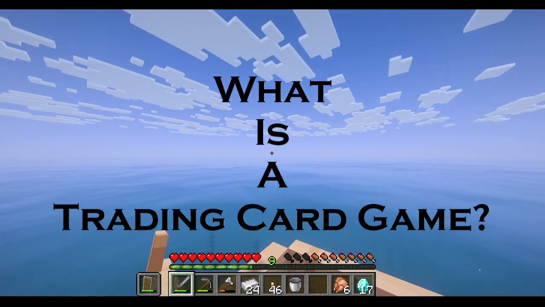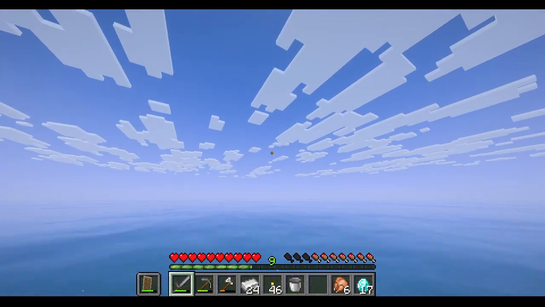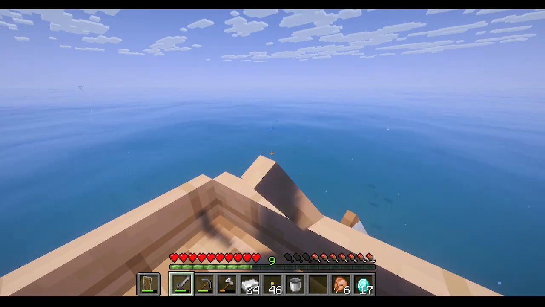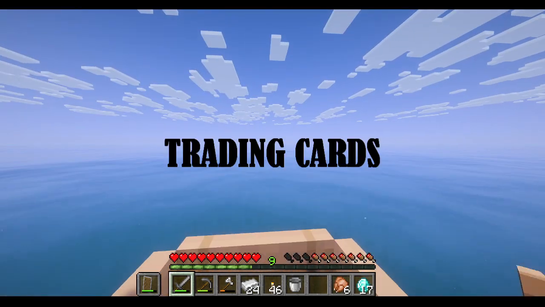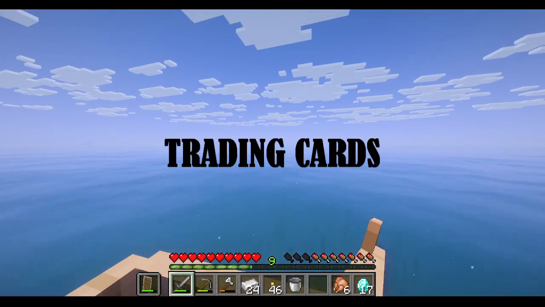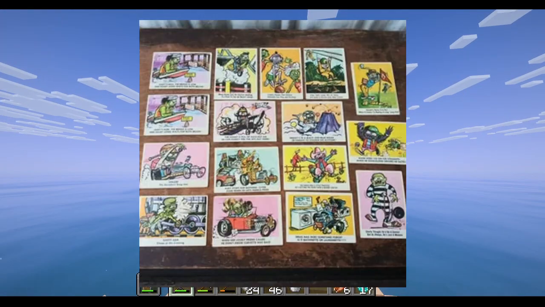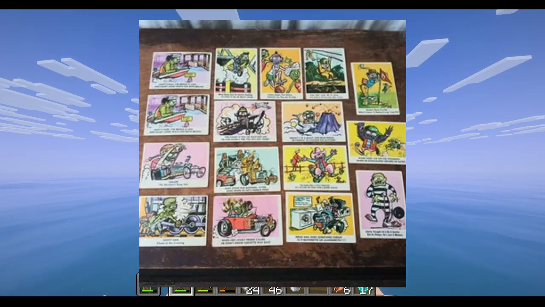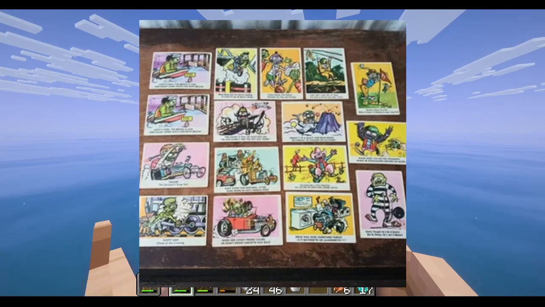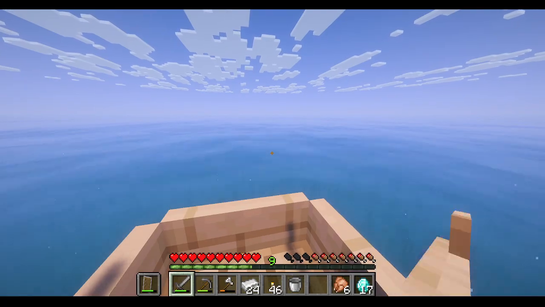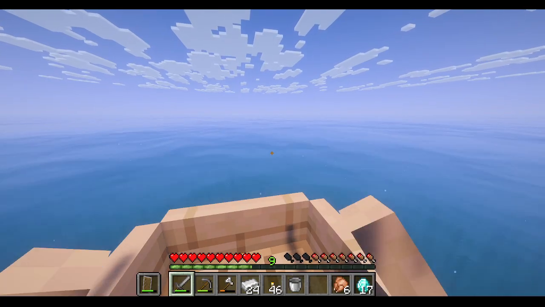Alright, let's start with some history. What is a trading card game? Well, way back in the 1900s, a new idea sprung onto the marketing scene. Trading cards. Companies would make little cards with characters or people on them for people to collect. Some of these had cool arts or sayings or even jokes on them. A lot of these came in things like packs of gum or cereal boxes, things of the like.